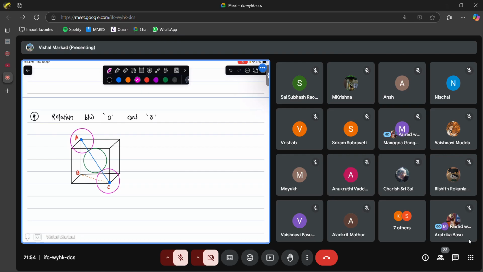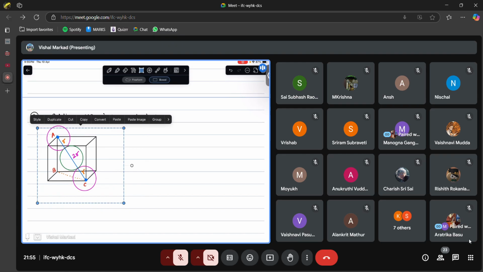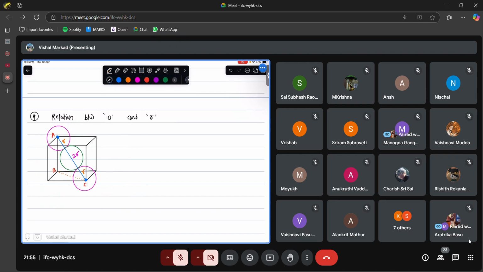Can you tell me the length of AC? That's the body diagonal, right? Here it is 2r. Can I say? The radius of the sphere is r. The distance from here to here is 2r. Green sphere is there. The radius will be what? R. This is the entire diameter, so it will be 2r. Then again, this value will be r, the radius of this sphere. Again here it will be r. Yes or no? Yes. Okay, so this is one thing.